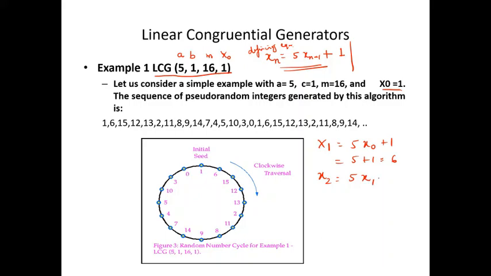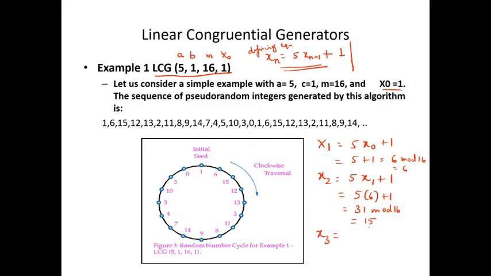X2 will be 5 times x1 plus 1. So always the next number depends on the previous number. So this is 5 into 6 plus 1. And remember, there is always a mod 16. Since 6 is less than mod 16, this will remain as 6. But here I am going to get 31. Is that right? 31 mod 16, how much will that be? 15.